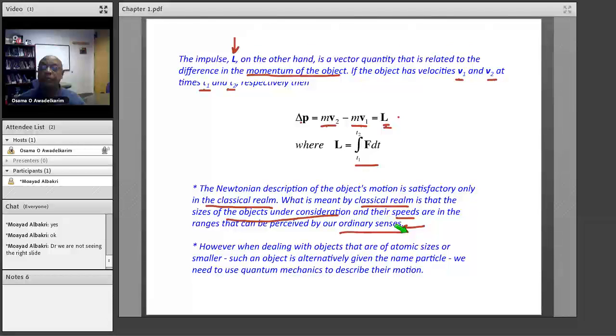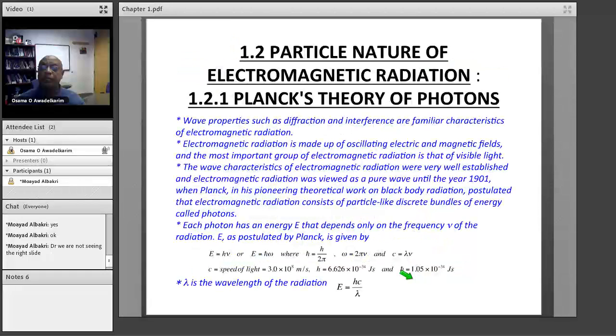So in dealing with objects that are of atomic sizes or smaller, such as electrons, we need to use quantum mechanics to describe their motion. The reason that we revised classical mechanics, first of all, is that we would probably use some of it later on, but also we wanted to contrast it with what's coming. And what's coming is quantum mechanics.